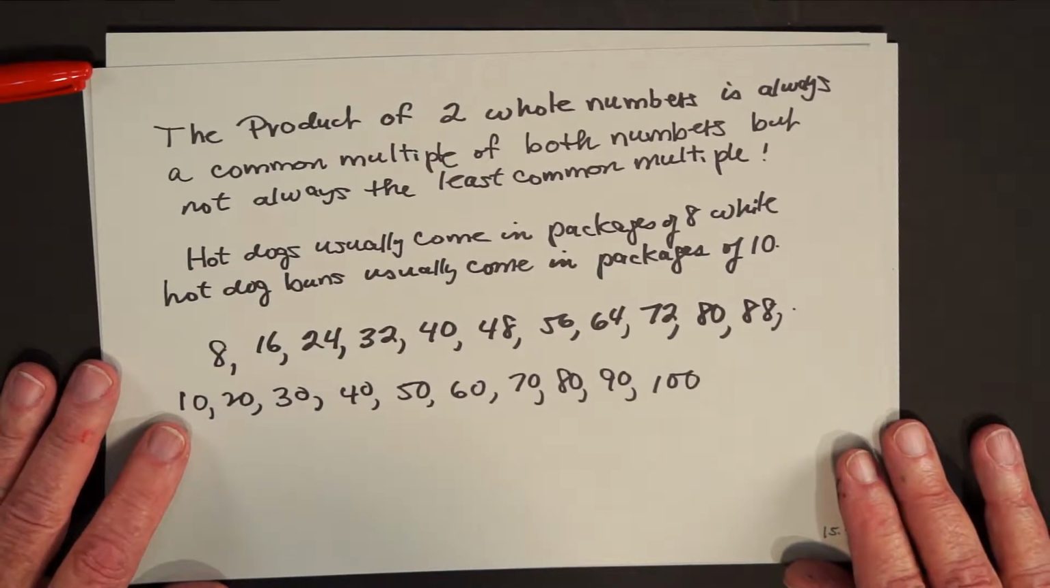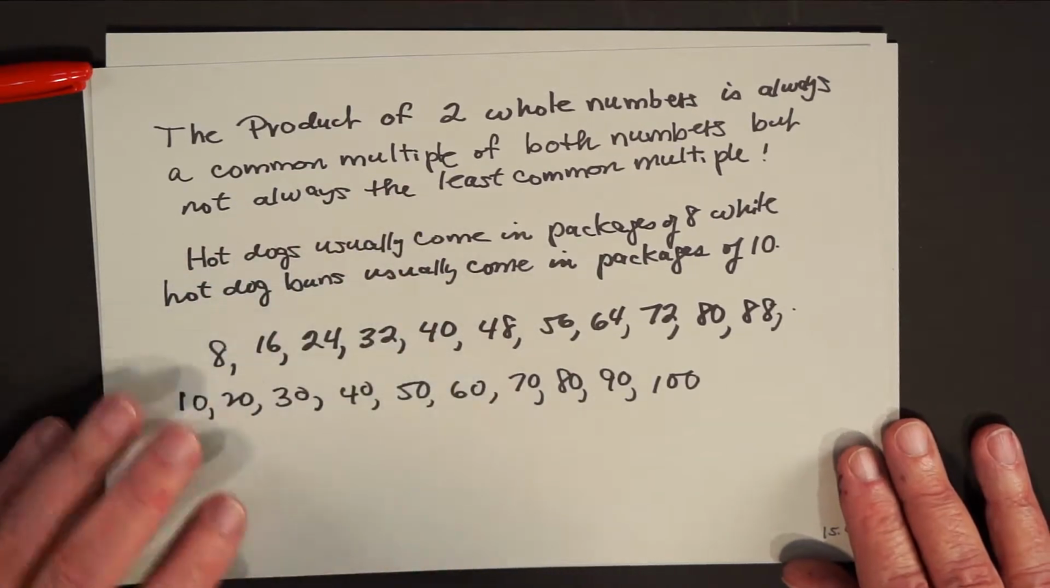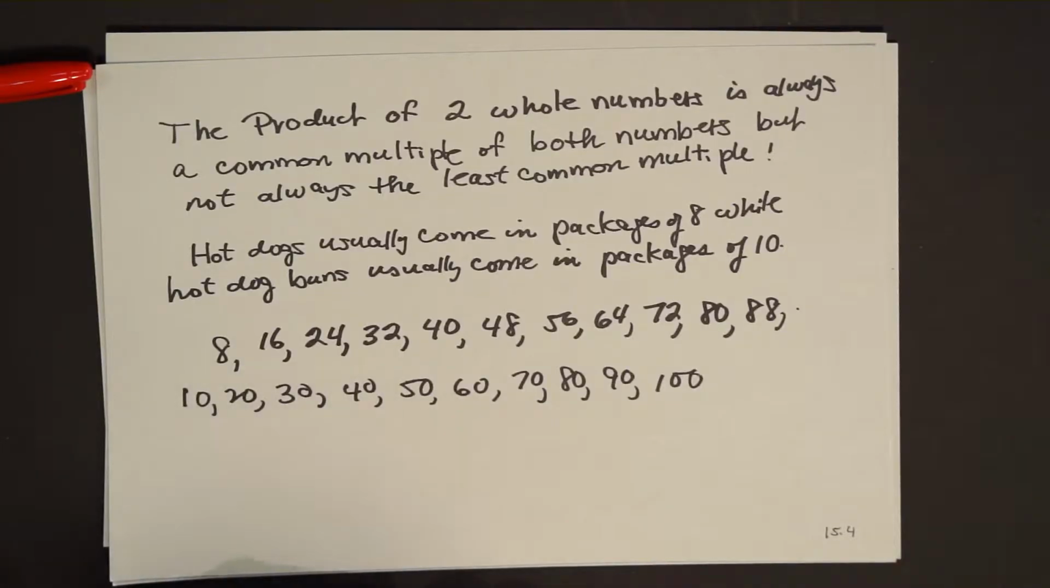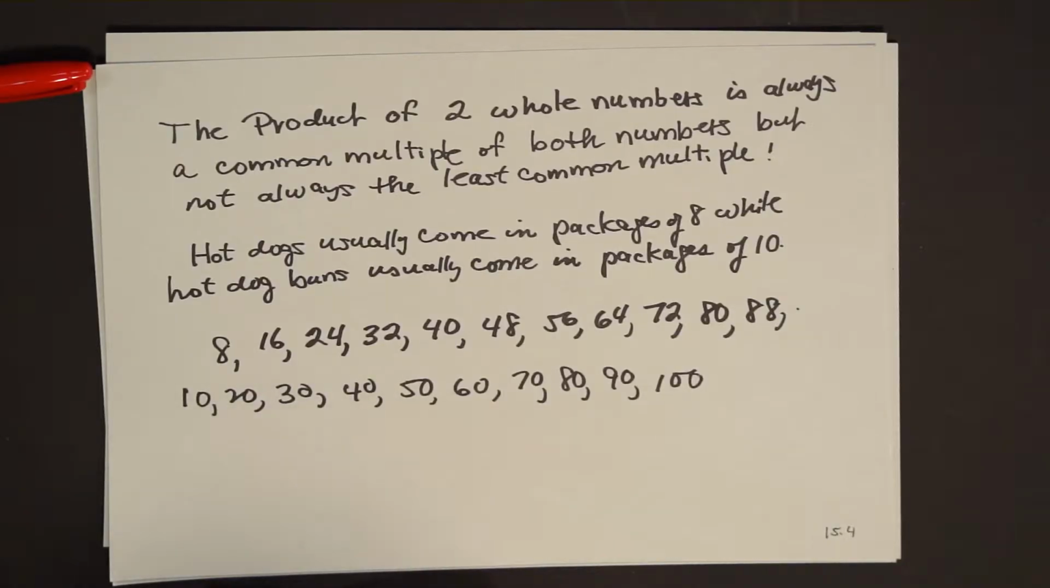The product of two whole numbers is always a common multiple of both numbers, but not always the least common multiple. Let me give you a word problem based on that. It's one that I don't know where the data comes from. I saw it in a problem myself, and I just thought it fit here rather nicely. I really can't verify that hot dogs usually come in packages of 8, especially since the brand I buy comes in packages of 10. And I can't verify that hot dog buns usually come in packages of 10, because the ones I buy usually come in packages of 12. But that's the nice part about math.